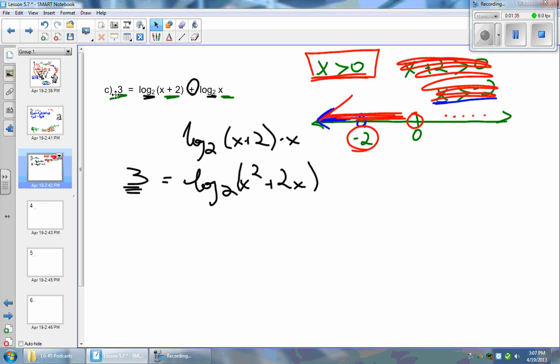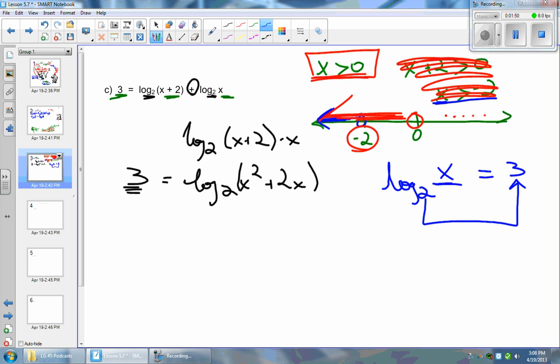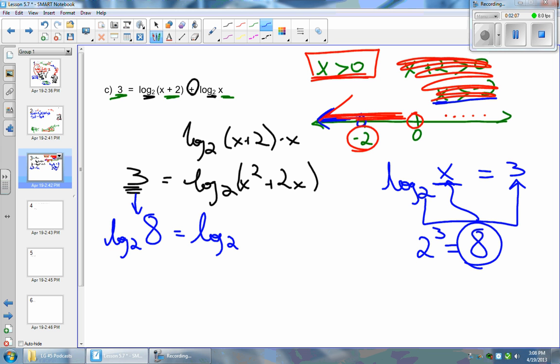So do a fancy little trick over here and say, okay, what value can I put in here? In other words, what value of x can I put in there so that it equals 3? And remember our rule, 2 goes to the power of 3. 2 to the power of 3 is, of course, 2 times 2 is 4, times 2 is 8. There's your value that goes in here. So 3 actually means log base 2 of 8. And that equals log base 2 of x squared plus 2x.